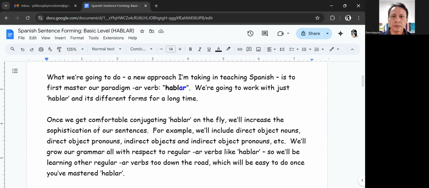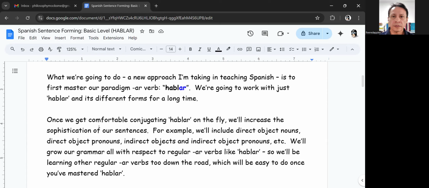We're just going to work with hablar and the different forms of hablar for a long time. That way, we can just stick to one verb. We don't have to worry about other verbs, and we can keep the vocabulary to a minimum because the goal is to instill the grammar. And then once you have the grammar, we can add vocabulary, and then we can plug and play by switching out vocabulary words into the different parts of the sentences that we know how to form already.